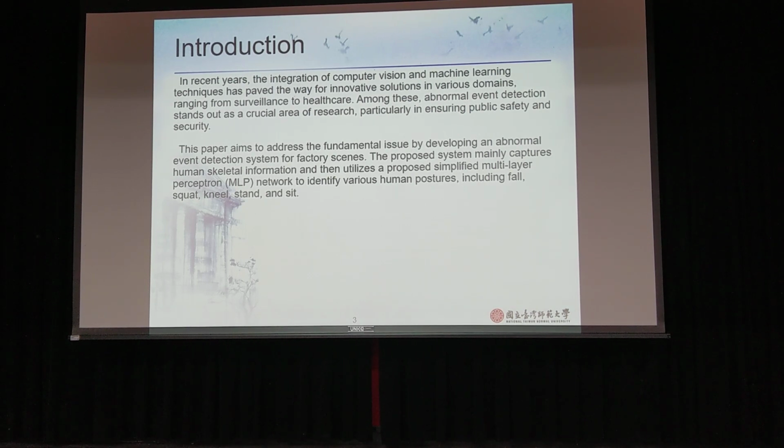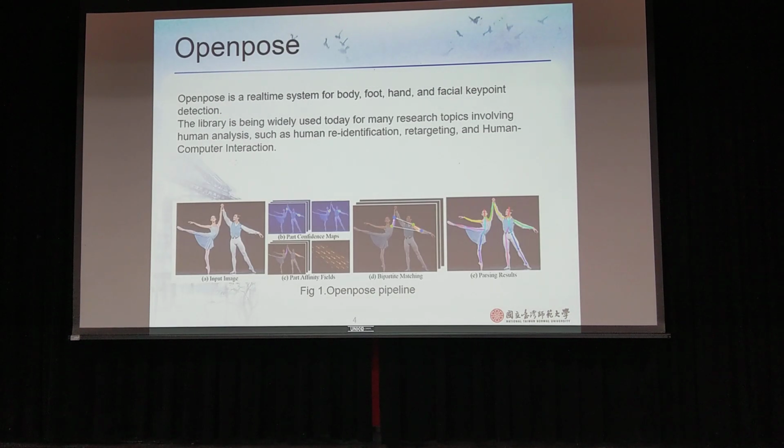The proposed system mainly captures human skeletal information and then utilizes a simplified multi-layer perceptron network to identify various human postures, including fall, squat, kneel, stand, and sit. OpenPose is a real-time system for body, foot, hand, and facial key point detection, and it is being widely used today for many research topics.